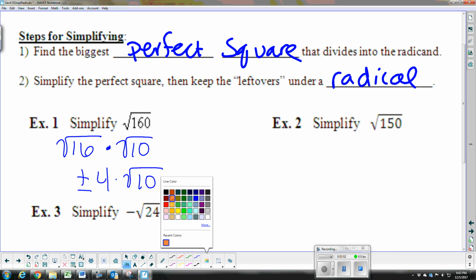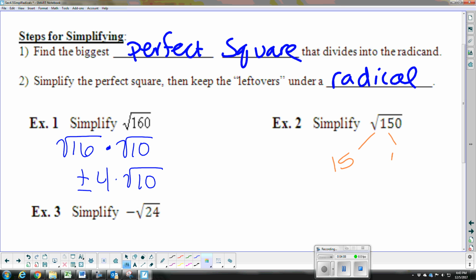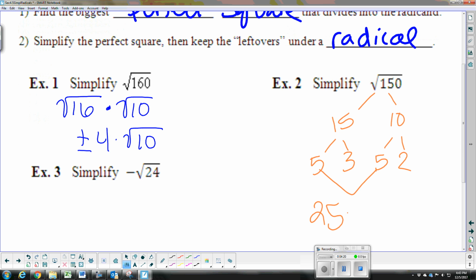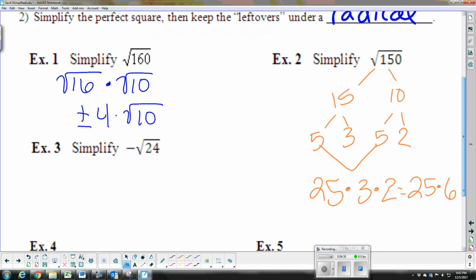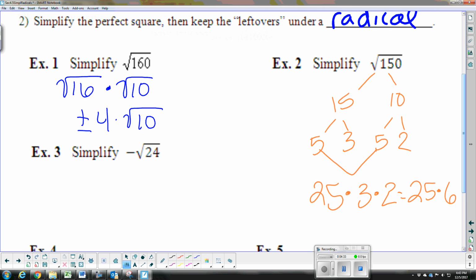Let's look at the next one. What's our largest perfect square? So you might think 15 and 10 right away, but neither of those are perfect squares. So try to find the largest perfect square. If you can't find the largest perfect square, then factor. So 15 and 10: 5 and 3, 5 and 2. So the largest perfect square then is 25. So that's 25 times 3 times 2, or 25 times 6. Okay, so if you can't see the perfect square right away, then go ahead and factor, and then find the perfect square that way.